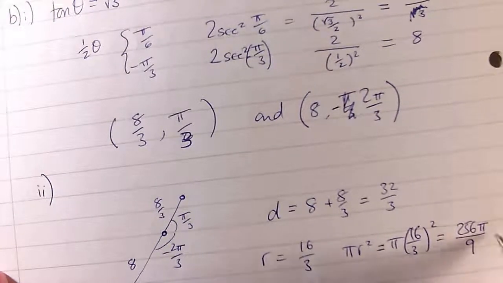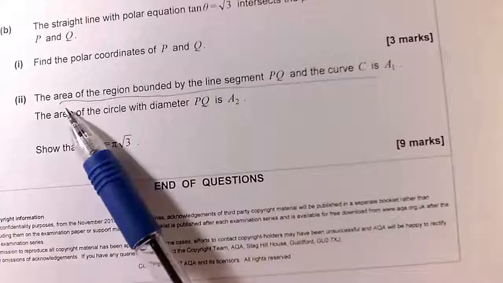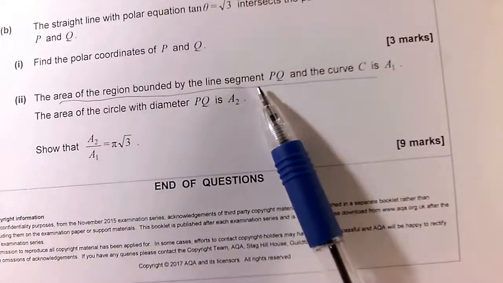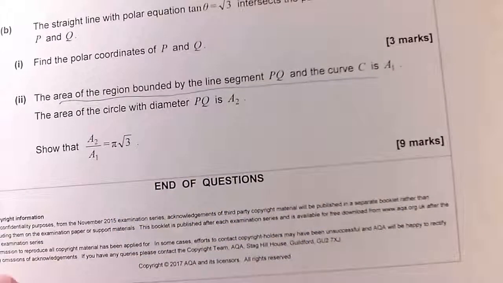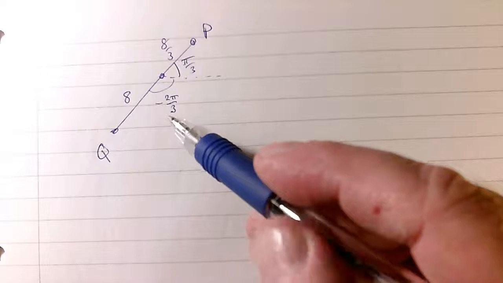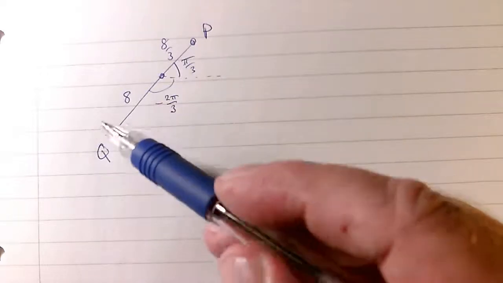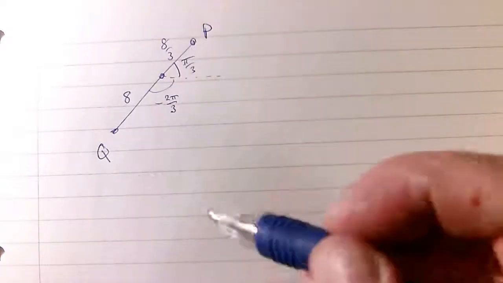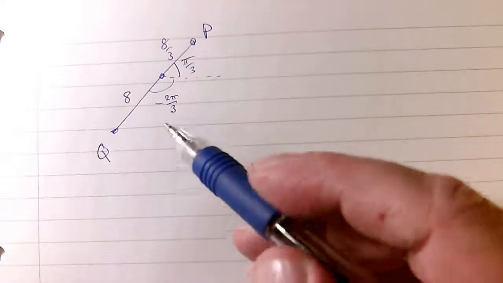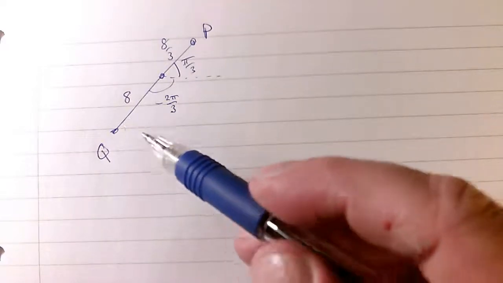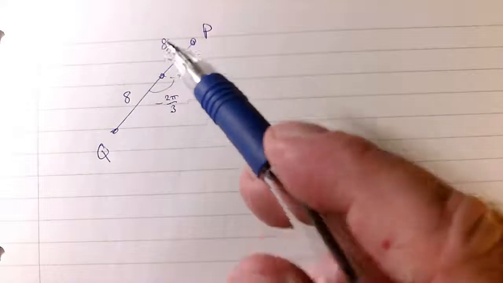So that's my A2, which just leaves me with the area of the region bounded by the line segment PQ and the curve C. So I can see that I'm going to have to set up an integral, using these two as limits, and the curve will go between P and Q. Now, if I'm being really careful, I have to care about which way the curve will join up. This can't be a closed curve. In fact, I noticed before that there was a value of theta that made it go towards infinity.